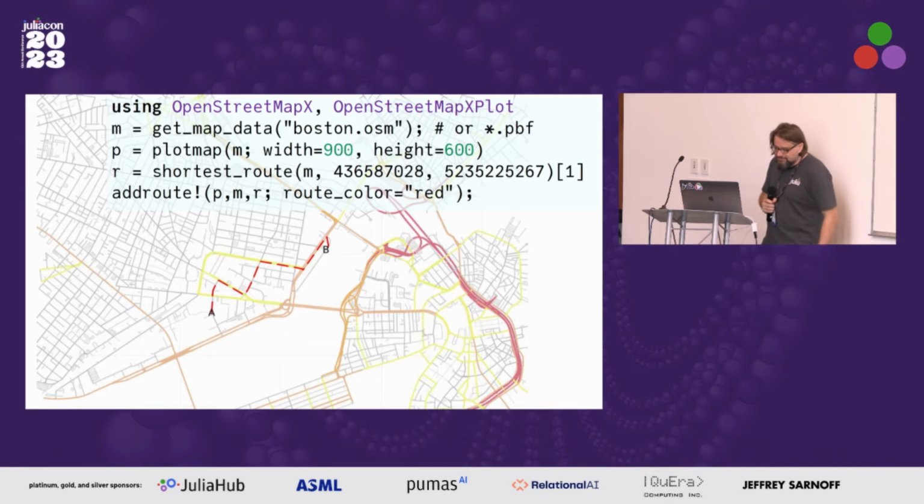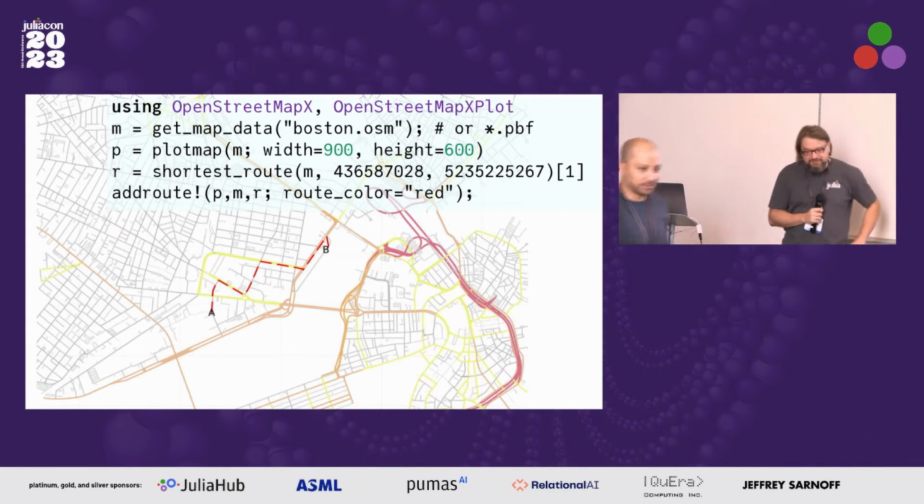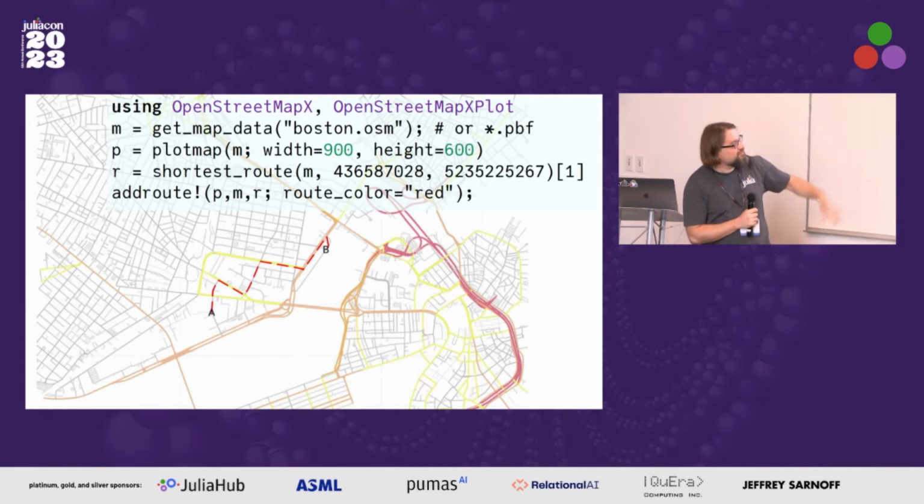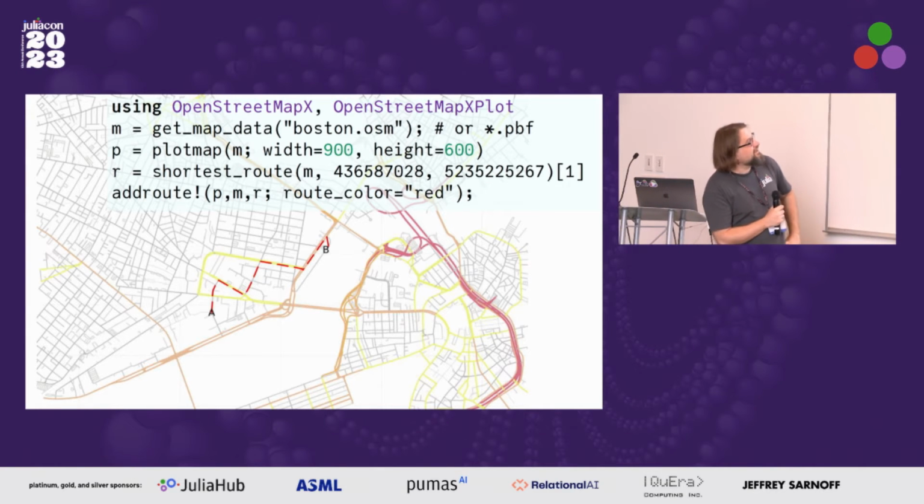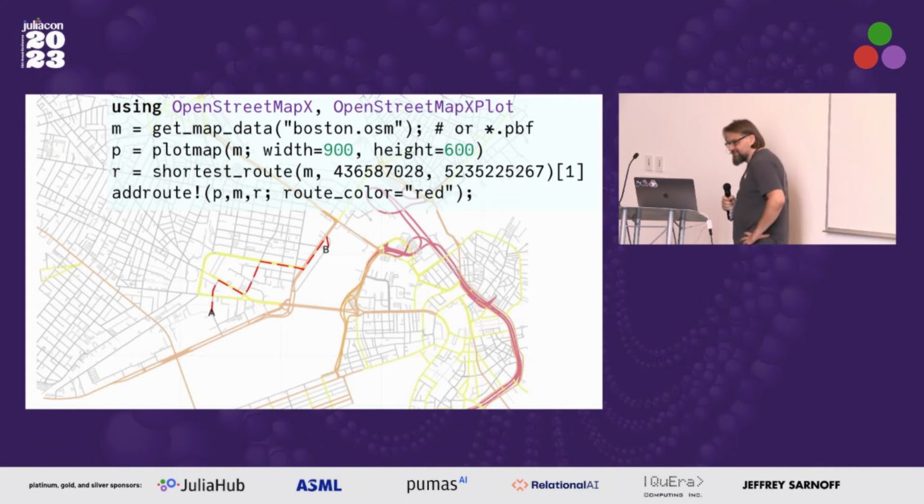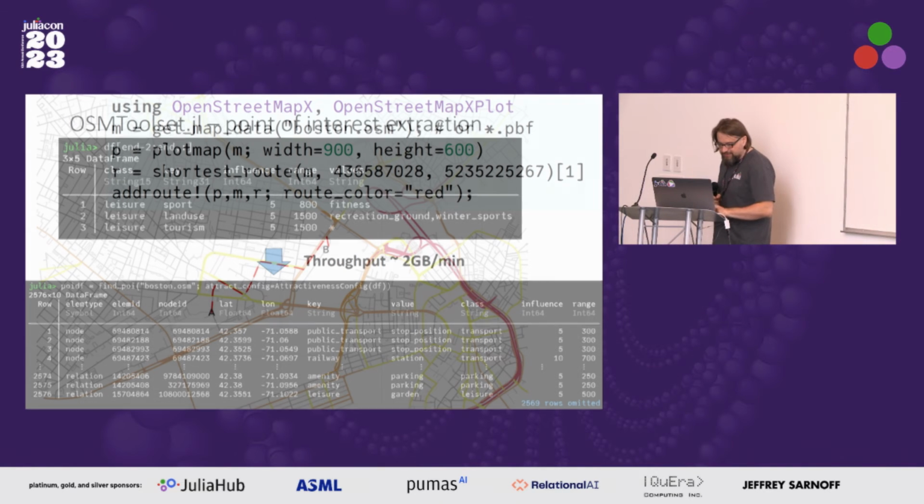This is how you use the packages, OpenStreetMapX and OpenStreetMapXPlot. This is the Boston area around us. For example, here I'm calculating a route from point A to point B, and this is how you can plot it, and you get such a plot as you can see in the background. So this is part of the package.